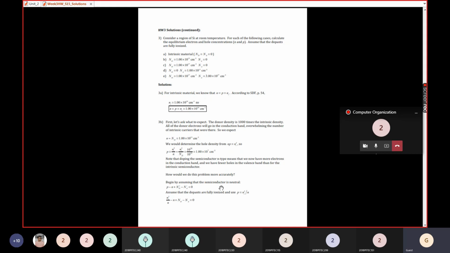Consider a region of silicon. Here also silicon material is used at room temperature. Room temperature is exactly equal to 300 Kelvin. For each of the following cases, you have to calculate the equilibrium condition in case of an intrinsic semiconductor. That's what they have given. So copy this question and solve it at home. Already I have told you all these formulas in the previous class itself. Just take it directly. It is a direct substitution case.